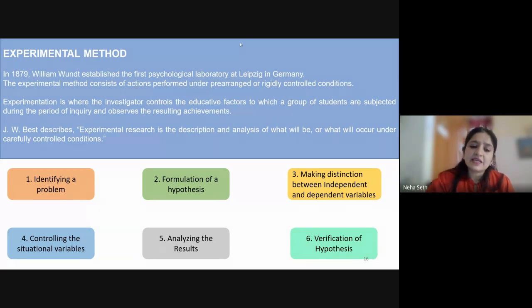In this slide, J.W. Best describes experimental research as a description and analysis of what will be or what will occur under carefully controlled situation. Because in this case, the situation is in our control, and we analyze how people are reacting. They are trying to understand their psychology. Sometimes these experiments are done by telling the learners that they are under experiment. And sometimes experiments are done without making them aware that they are being examined, that we are observing them. And now they are trying to study how they behave when they know that an experiment is going on and when they don't know. The results may be different. Based on these answers, based on the interpretation, we can generalize the results. So these are the basic ways of reaching some conclusion based on different methods.